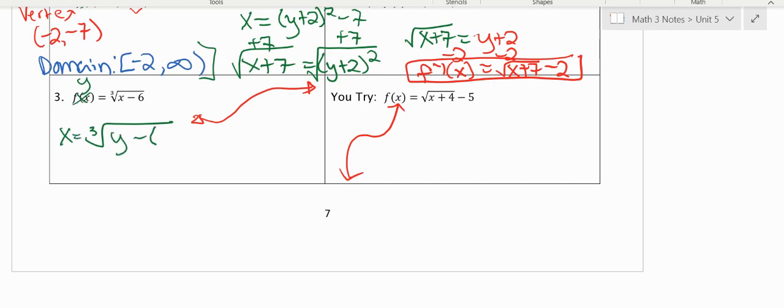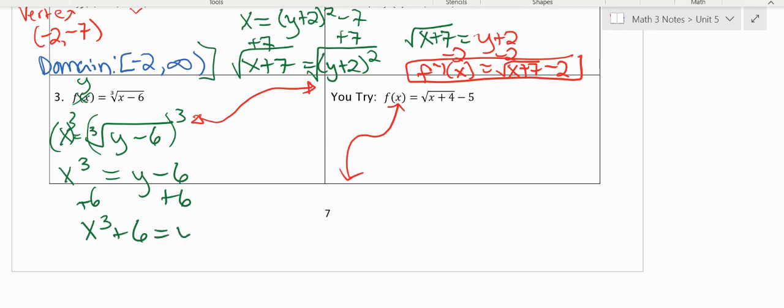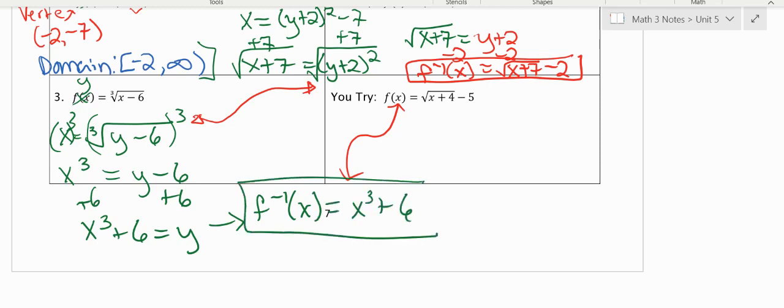This is going to be y minus 6. I'm going to cube both sides. Add 6 to both sides. So then this would be our inverse. x cubed plus 6. And then we would be done, right? So if I wanted to see that inverse function, you could see it would be a cubic function. And then it would start as a cube root function.